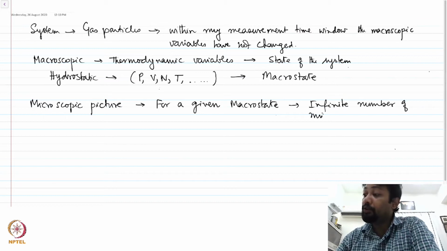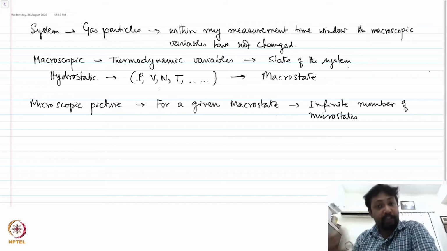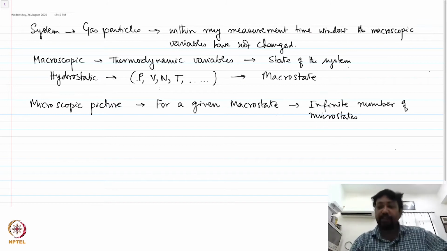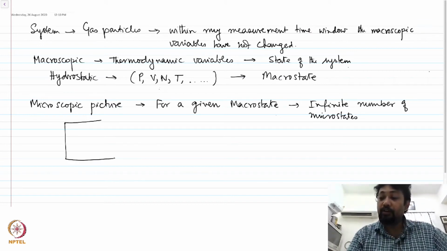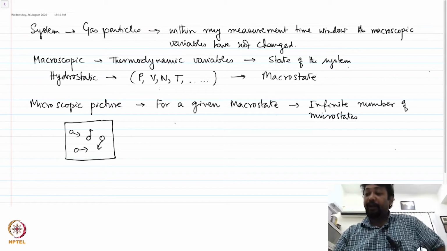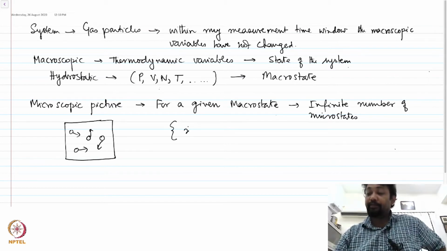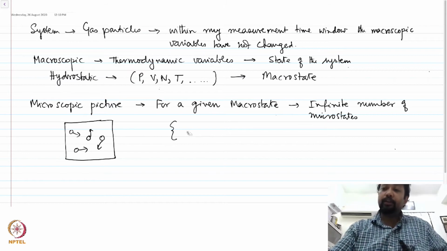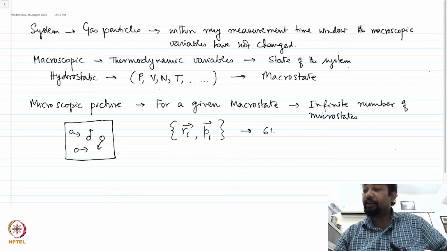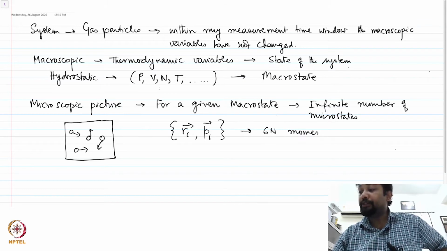Why? Because if the thermodynamic pressure of the system is fixed, even though it is fixed, the particles within the system constantly undergo motion, right? So they change their position and momentum. Therefore, a microstate of this system is characterized by the positions and the momenta for a hydrostatic system. Remember this, we are going to use this later on. There are 6N momenta and coordinates.